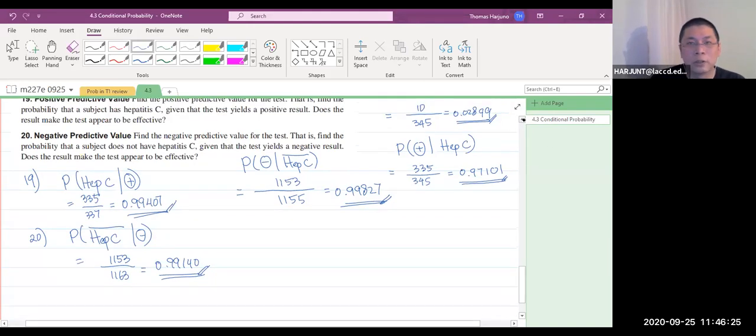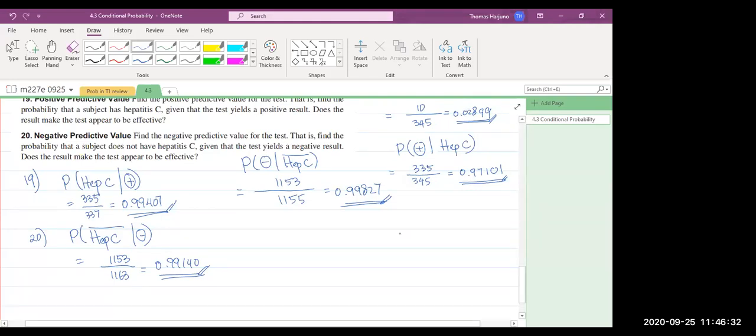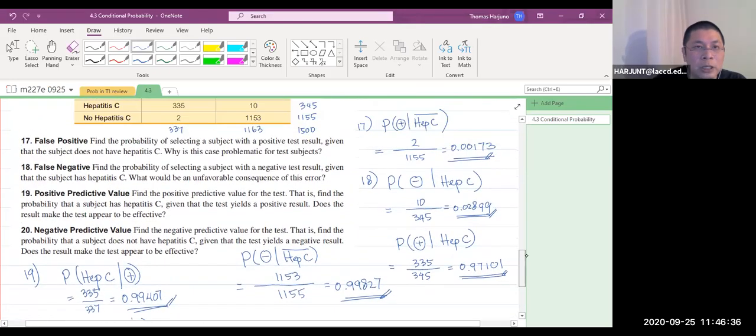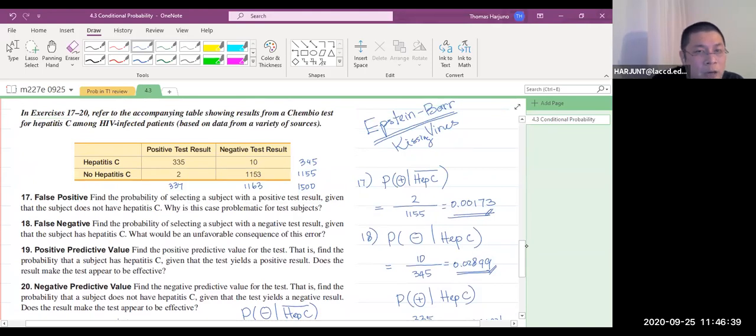Now, let me put more stories into this. For those companies that are doing this kind of test, they are aware that they may come up with false positive and false negative. With this kind of probability, they're supposed to state in their test that if you tested positive, the probability of a false positive is what, and if you tested negative, the probability of a false negative is what.